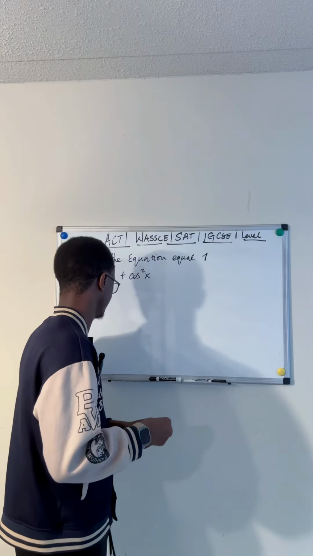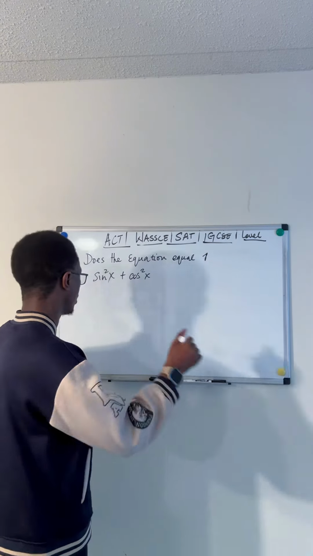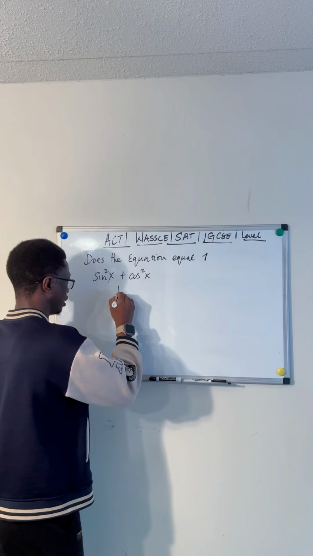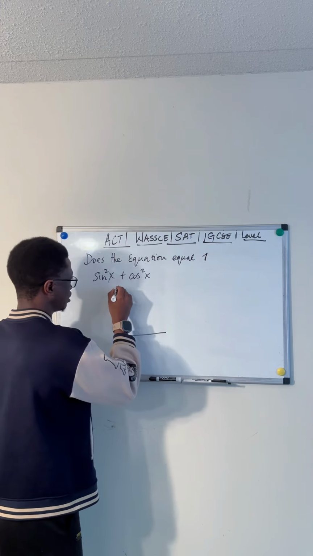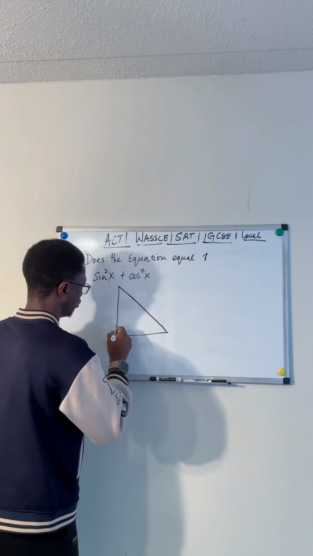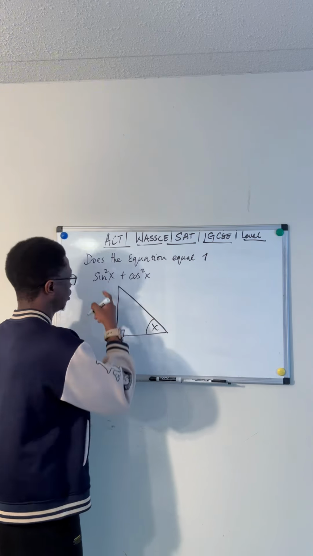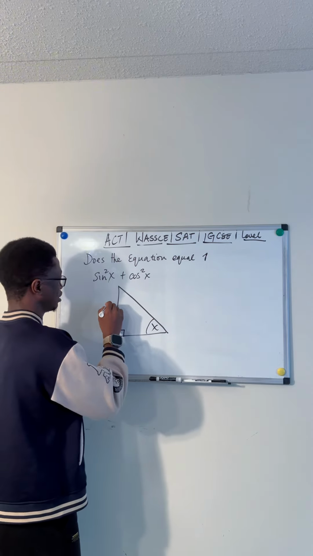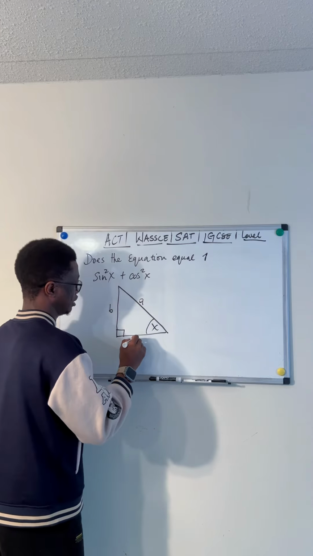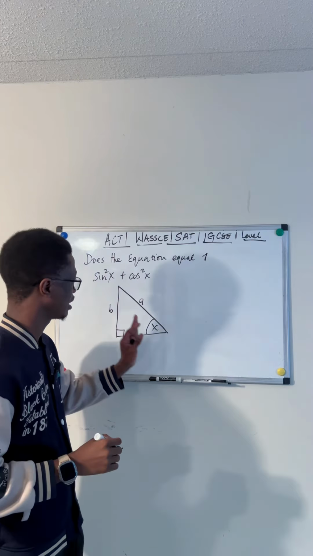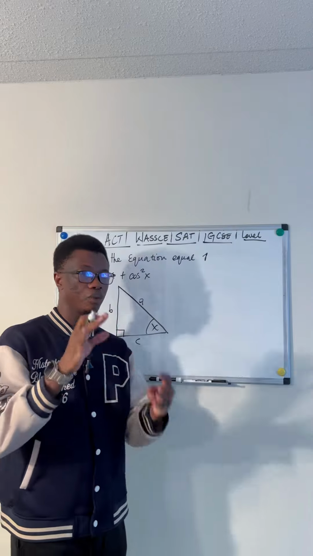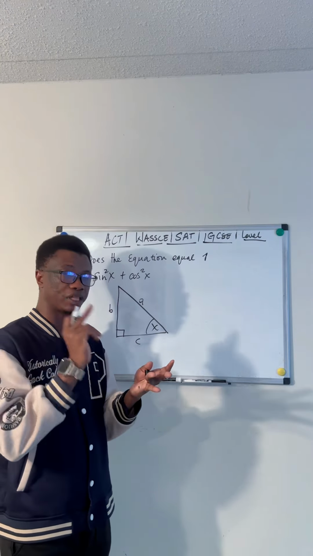Let's prove that, okay? All you have to do is draw a right angle triangle and label it with letters. This is a right angle triangle, and we know because we have this 90 degrees. Let's say this angle is x, this side is B, this is A, and this is C. First of all, we apply trig ratios and Pythagoras theorem.